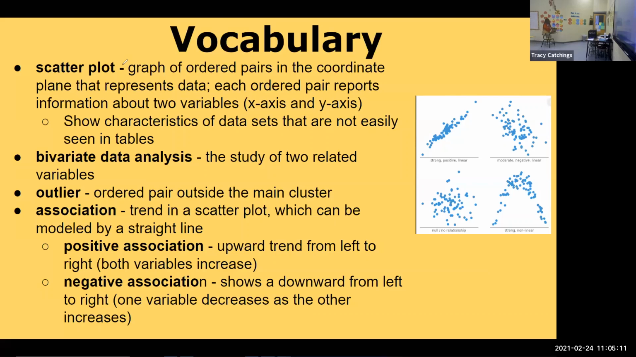All right, so a scatter plot is a graph of ordered pairs in a coordinate plane that represents data. Each ordered pair reports information about two variables, the x-axis and the y-axis. So a scatter plot is where all you see is dots everywhere. It shows characteristics of data sets that are not easily seen in tables. A table only gives you those numbers, but a scatter plot will show you how those numbers relate to each other.